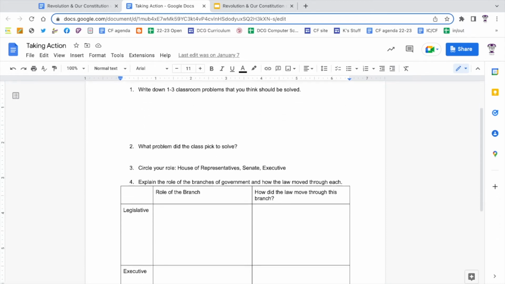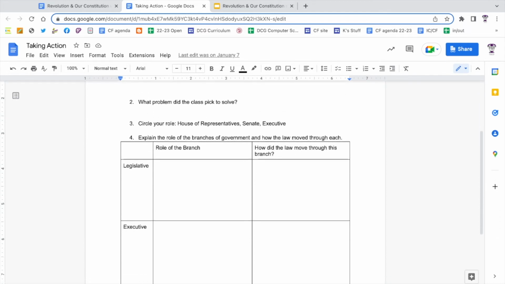And then students get to work in different roles as a representative, as a senator, or perhaps they're a member of the executive branch. Then as the students move through the activity, they can see how their idea can transform into a bill, how that would move between the different branches, eventually becoming a law or a rule for the classroom.